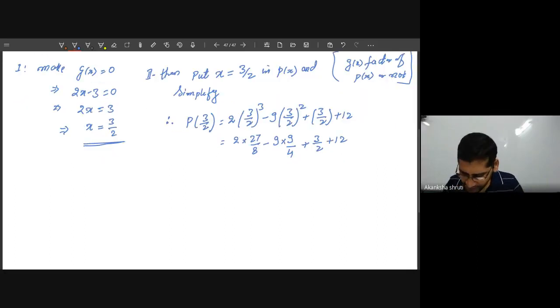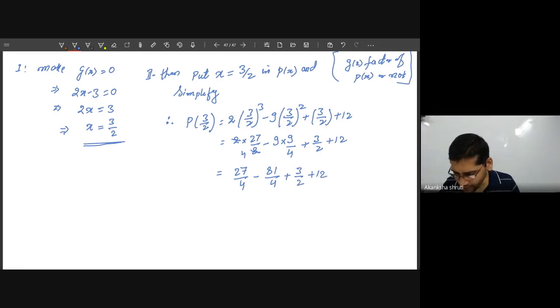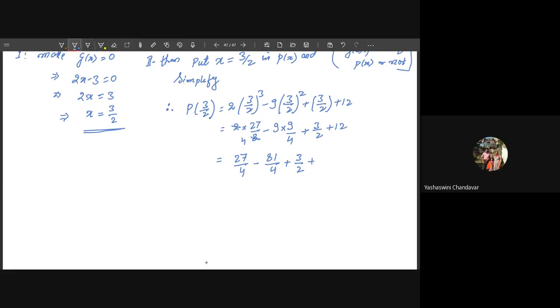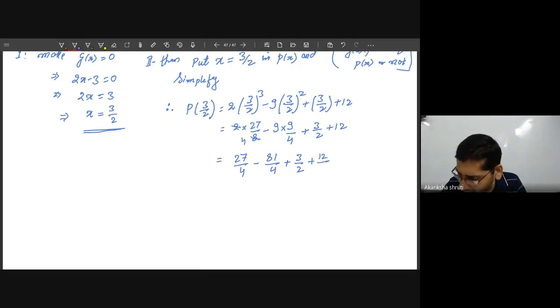Student, you have to simplify this carefully. So this can be cancelled, it becomes 4 times. So it becomes 27 by 4 minus 9 9s are 81 by 4. Next one is 3 by 2 plus 12. Student, can you simplify this? This plus 12 means, whatever the method I had just told you, 12 by 1. Very good. So it is our 12 by 1.